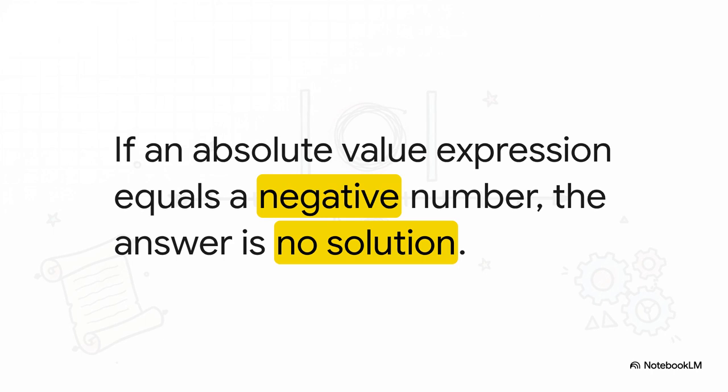But listen up. Here's a huge tip. This is a trap you have to watch out for. Since absolute value is just distance, it can never, ever be a negative number. So if you're solving a problem and you get it down to something like the absolute value of x equals -5, you can stop right there. You're done. The answer is no solution.